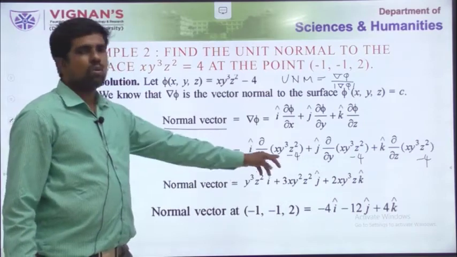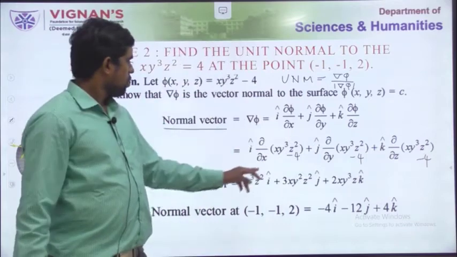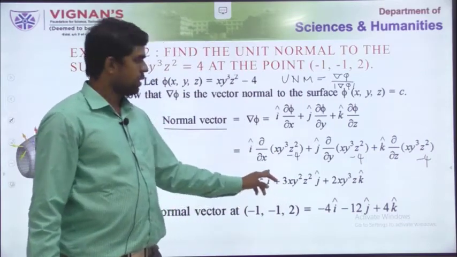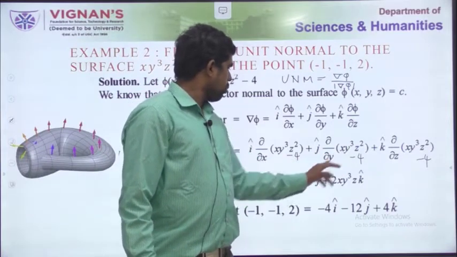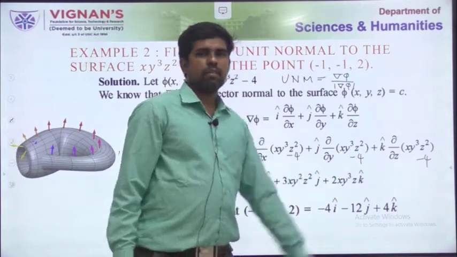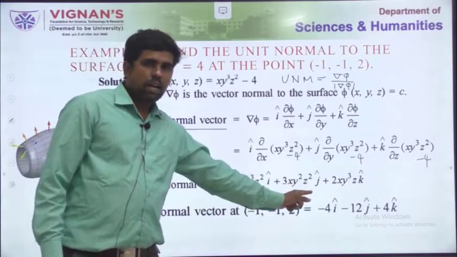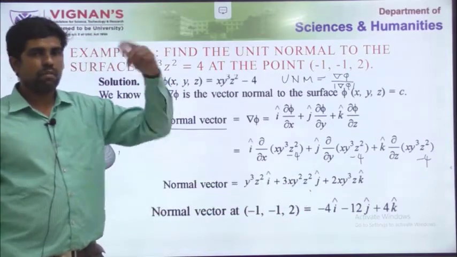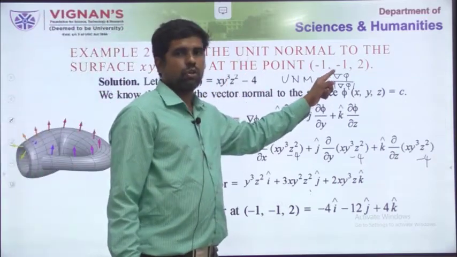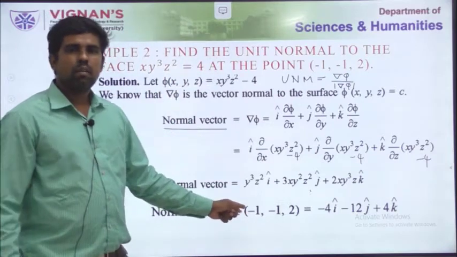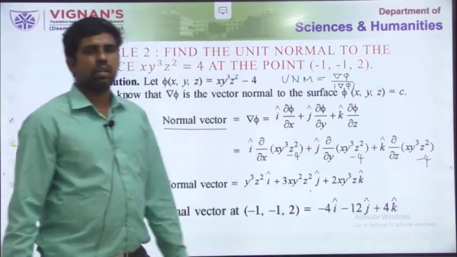So for the normal vector, you know how to differentiate these things with respect to x, with respect to y, with respect to z. With respect to x it gives y cube z square into i vector, plus dou by dou y gives 3xy square z square. Similarly you can find it for the third term. So this is the general normal vector. Now you substitute the point at which you want the unit normal vector, to find the normal first. So we will get -4i - 12j + 4k.